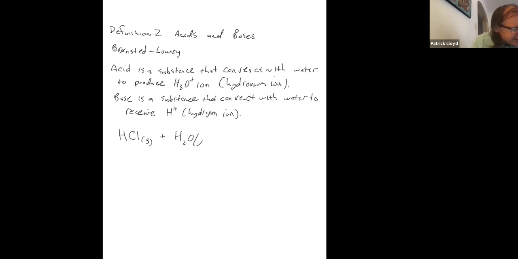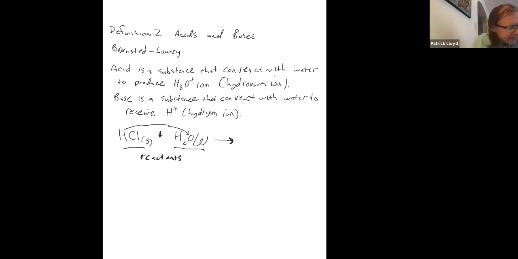Instead of writing it as the hydrogen chloride dissolving into the water, I'm going to show it as actually reacting with water. Remember, when we write it this way, this means these are reactants. So they're actually colliding with each other and reacting. And here's what happens. This is what's believed to happen. When they collide, the hydrogen is transferred to the water, specifically to the oxygen.